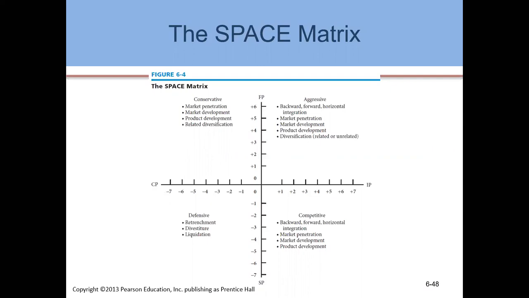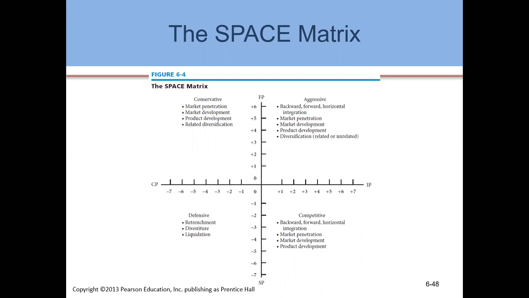The upper left is conservative. The upper right is aggressive. The lower left is defensive. And the lower right is competitive. And under these 4 quadrants, conservative, aggressive, defensive, and competitive, we have sorted out different strategies, the alternatives, which can be used in case our company, after calculations, would be part of any of these quadrants.